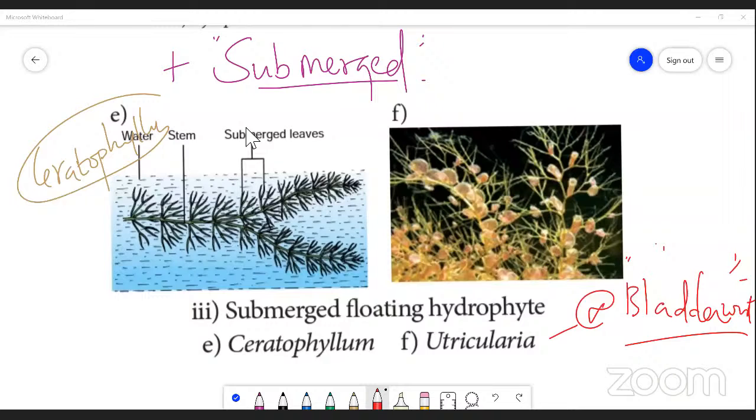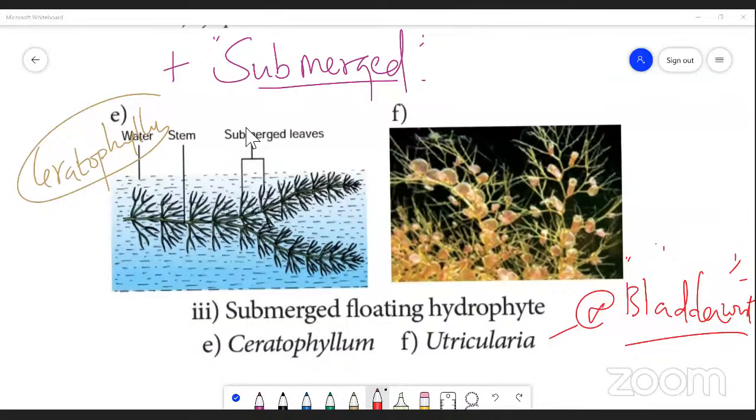Could you give one more example of a submerged hydrophyte? Ceratophyllum. Please follow me: Ceratophyllum. Actually, Ceratophyllum is a hydrophyte, particularly a submerged floating hydrophyte. The leaves and stems are submerged just beneath the water and float. That is called a submerged floating hydrophyte.